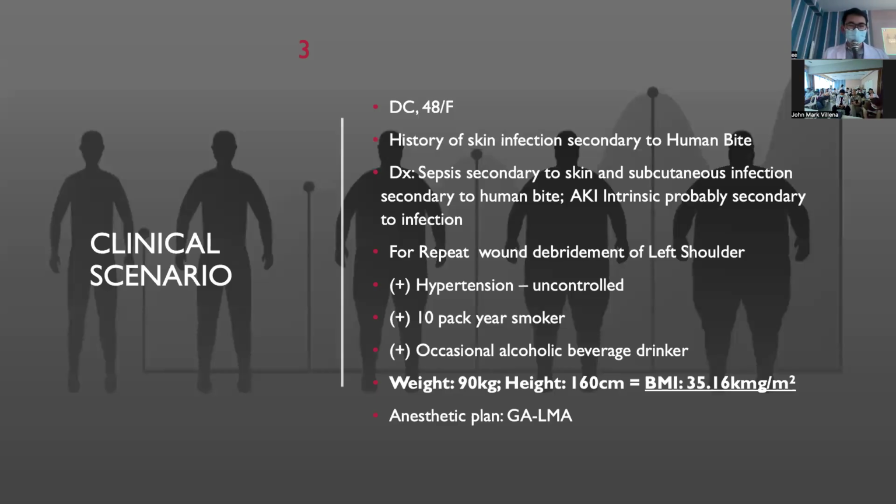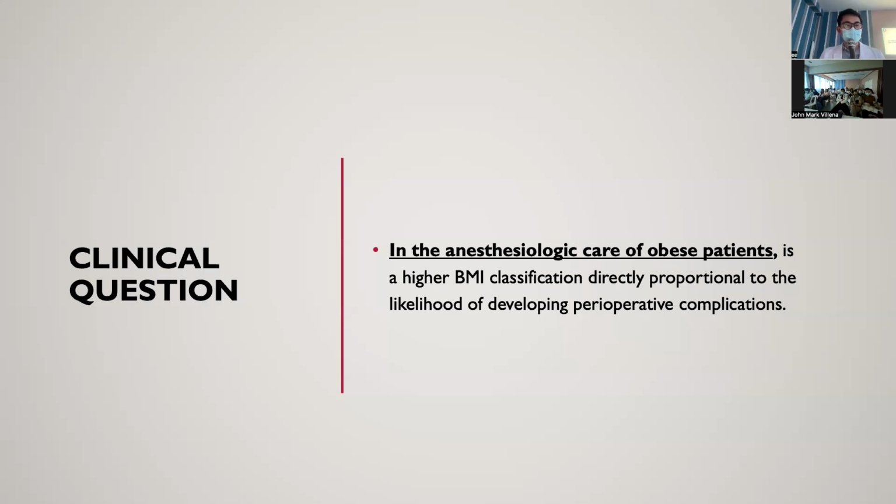For the clinical scenario, again, we have DC, a 48-year-old female, history of skin infection, secondary to human bite, diagnosis of sepsis secondary to skin and subcutaneous infection. For repeat wound debridement of left shoulder, has a past medical history of hypertension, 10-year smoker, and occasional alcoholic beverage drinker, with the pertinent and salient feature of 90 kilograms and a BMI of 35.6 kilograms per meter square. Anesthetic plan, GA LMA.